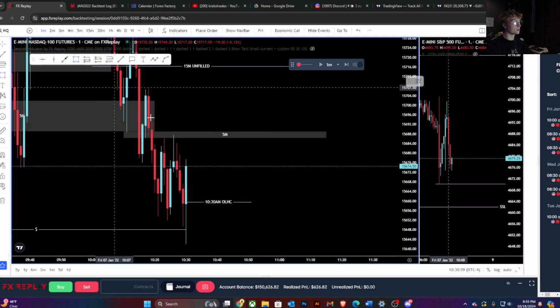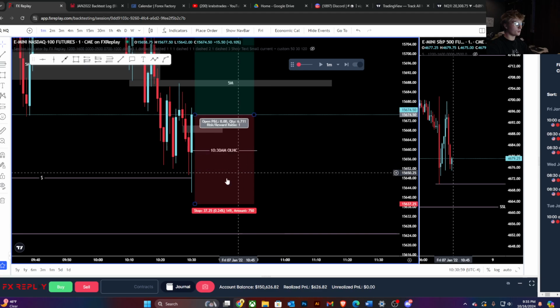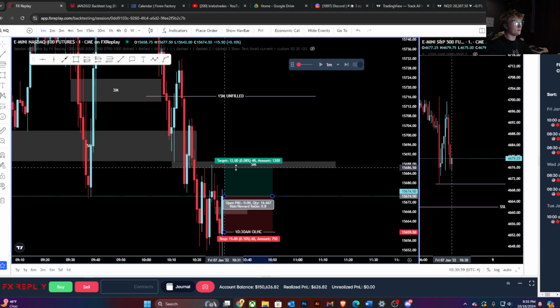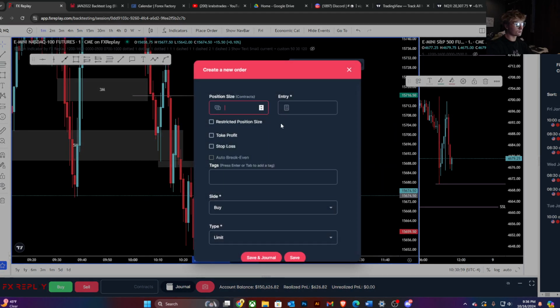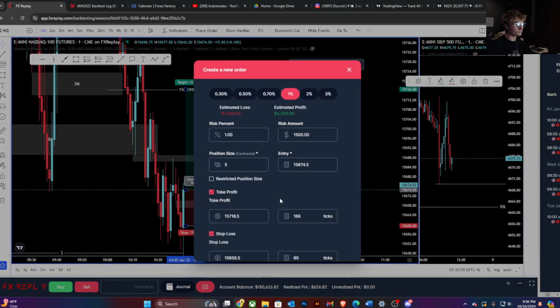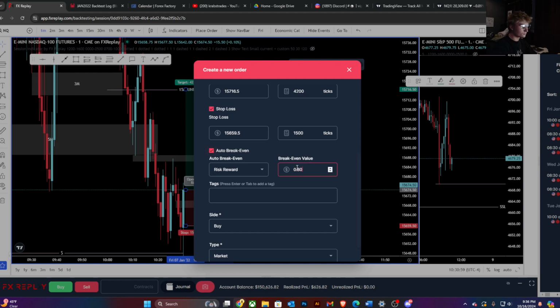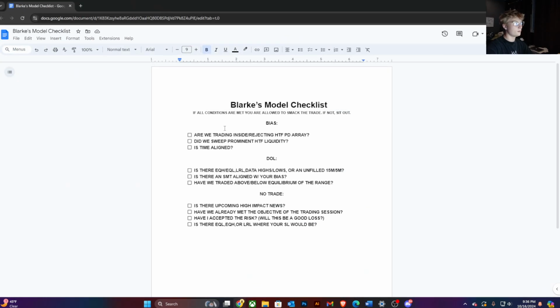Clean 1-minute inversion. So yeah, we'll try this. I like the displacement as well, 15-point stops. Break even is going to be right here at this 5-minute, and then full TP at the rebalance. But yeah, check this off.